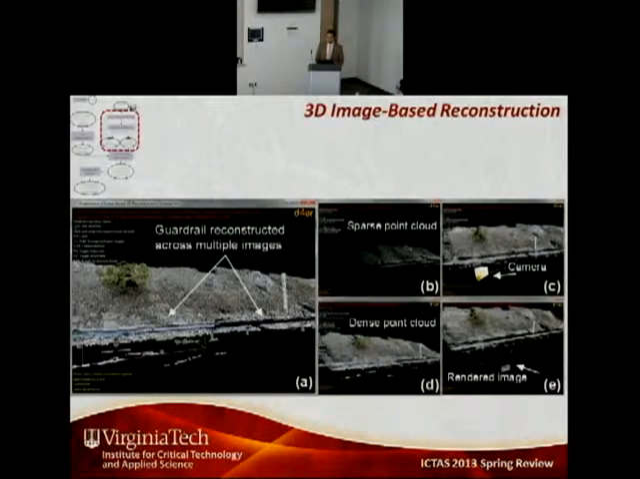And here are the results for 3D image-based reconstruction. We generated these 3D point clouds based on 66 images. We can generate both a sparse point cloud and also a dense point cloud. We can find the location of the camera, which image is taken, and what kind of camera.